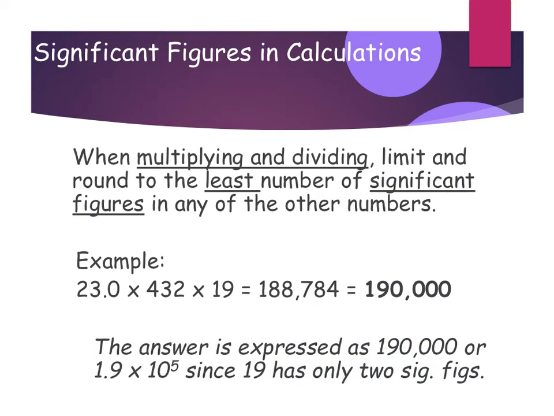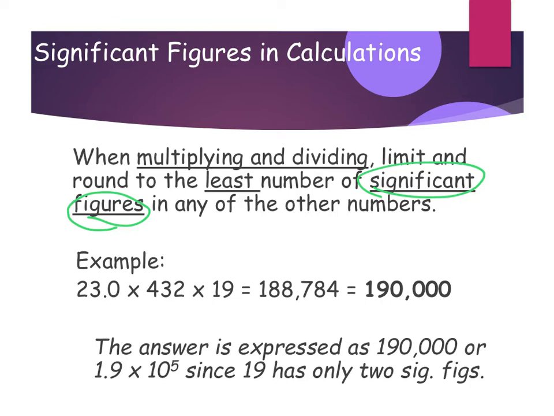Now that you know how to round, we want to go over where to round. So our first rule for how to figure out where to round in calculations is that whenever you multiply or divide, you're going to limit your significant figures to the least number of significant figures. There will be a different rule for addition and subtraction.